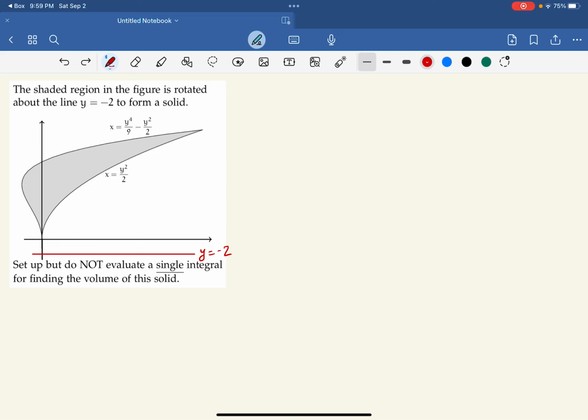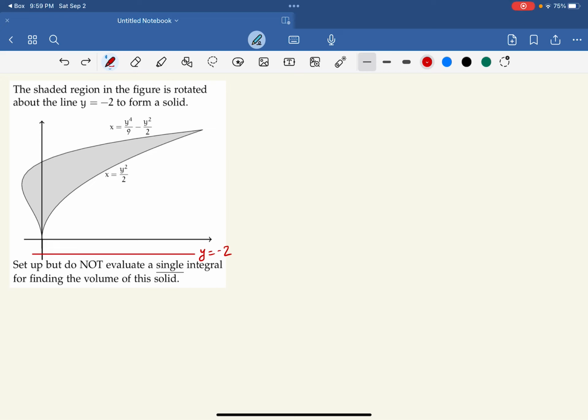For this kind of problem, some people like to use the washer method. Some people also like to use the shell method. But specifically for this problem, the shell method is the perfect choice. Why is that? Because the washer method will make a lot of complications for this problem.